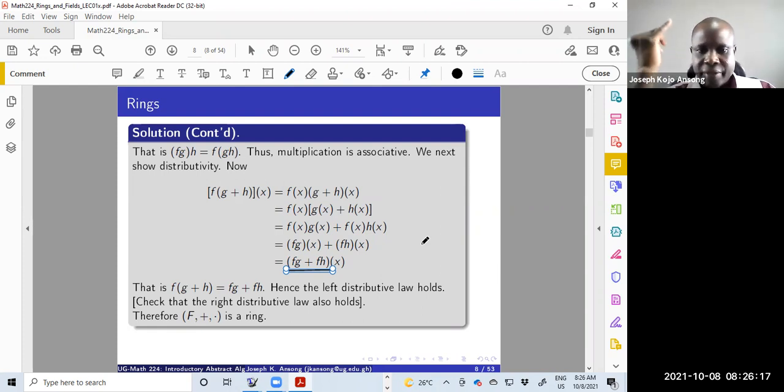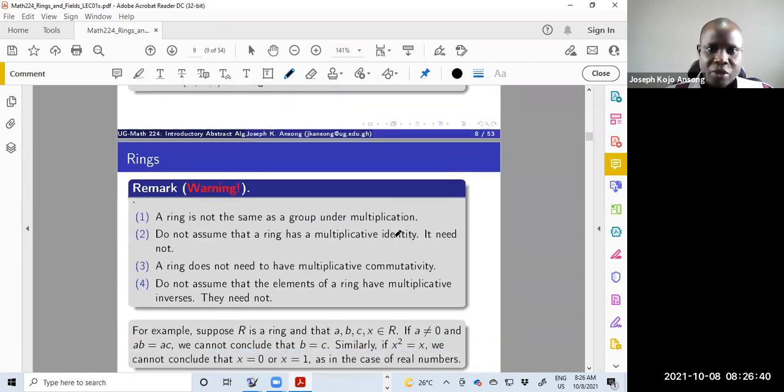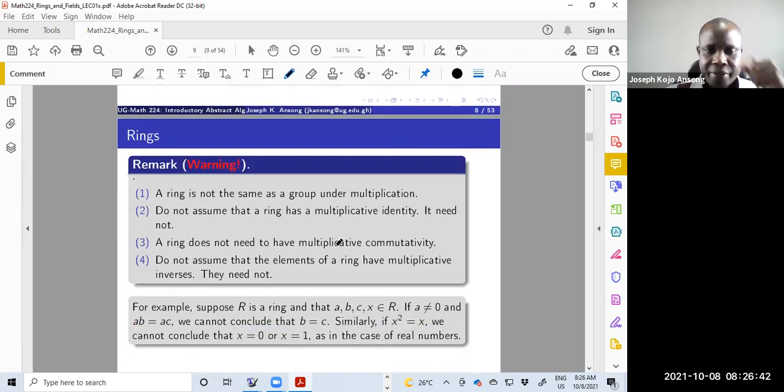So the set of functions with those definitions is an abelian group. We showed that multiplication is associative. We've shown that there's left distribution. You show that there is right distribution. And then with this, you can conclude that it is a ring. Good. So that is how you show that a structure is a ring.